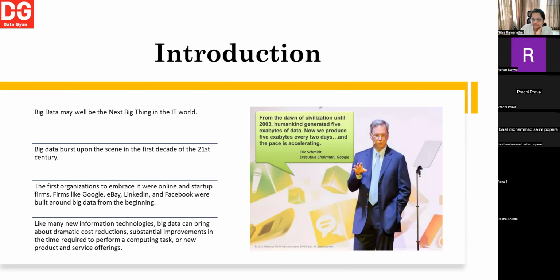As the former executive chairman of Google said, we are actually creating 5 exabytes of data every 2 days, which has drastically increased now. It has gone up to like 6 to 7 exabytes of data every day that we are creating.